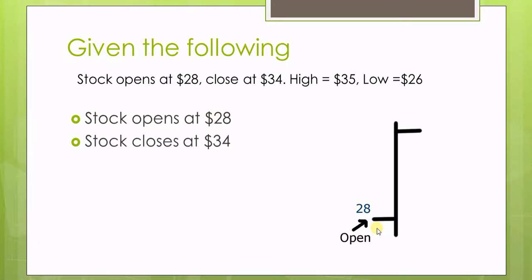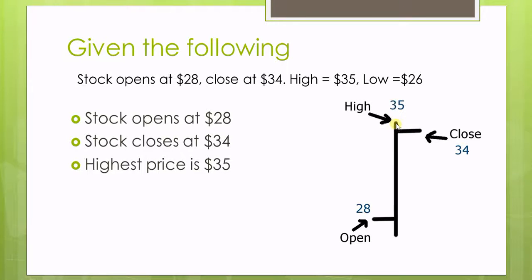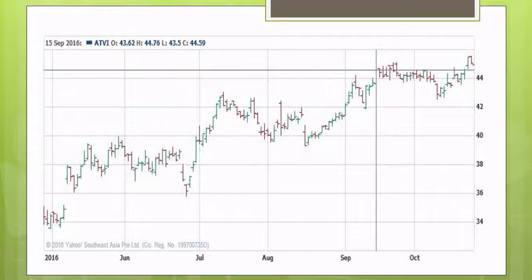And the stock closes at $34. The right horizontal line will show the closing price of the stock. So this point will indicate the closing price of $34. The highest price is $35, and this is indicated by the top of this line. Here at this point, this indicates the highest price of $35, and the lowest price the stock went for the day is $26. So it will be indicated by the bottom of this line. Here will show the lowest price the stock went, which is $26.